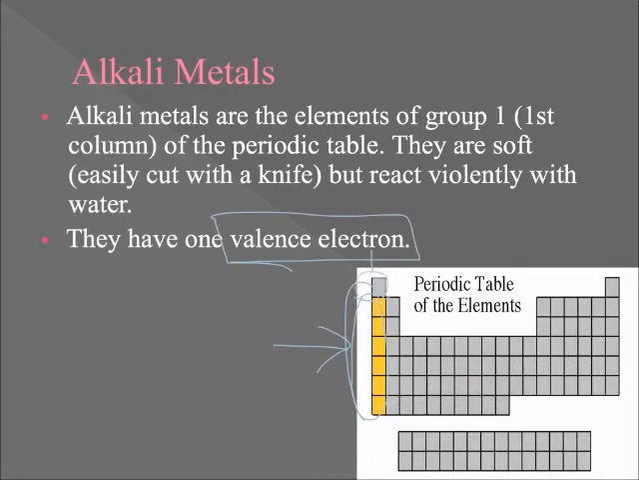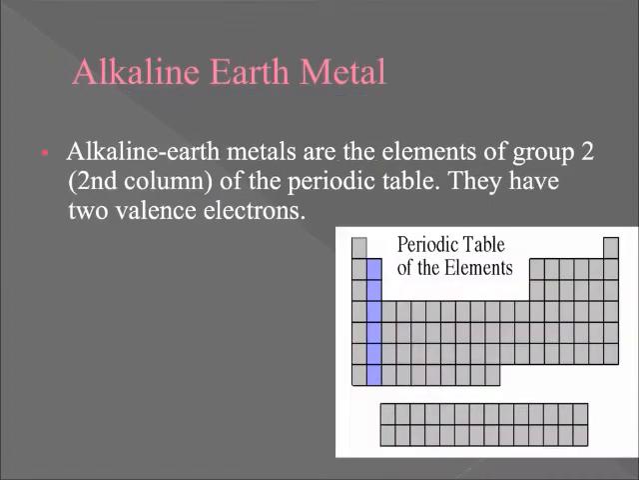Notice again, hydrogen is not an alkali metal because it is not a metal. So leave that one out. Hydrogen is not a metal. But anything after hydrogen in the first column is considered an alkali metal. Give me some examples of alkali metals on your vocab sheet using your periodic table.